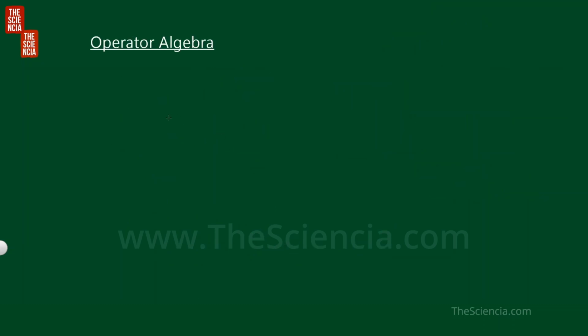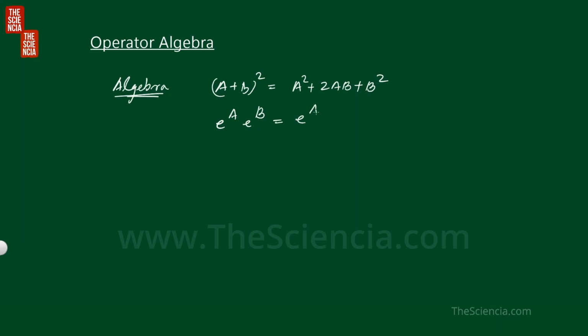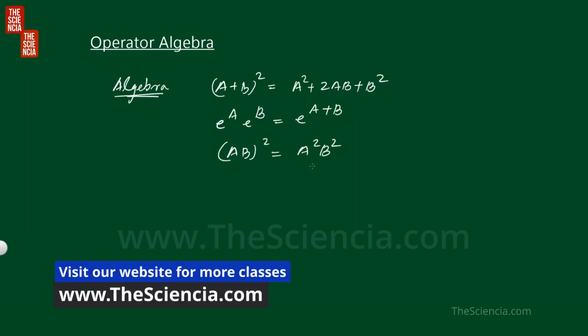Operator algebra. I think you are familiar with algebra. That is basic mathematics, right? So in algebra, we know (a plus b) whole square is equal to a square plus 2ab plus b square. And we know e raised to a into e raised to b is equal to e raised to a plus b. And (ab) square is equal to a square b square.